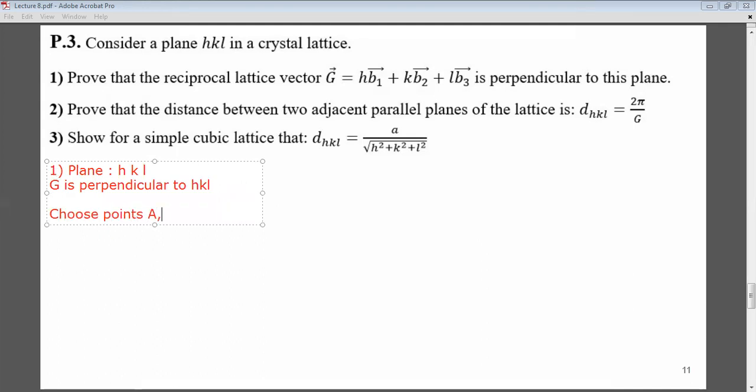Okay, so to do that, choose points A, B, and C on the plane HKL such that point A is 1 over H, 0, 0. Point B, 1 over K, sorry.